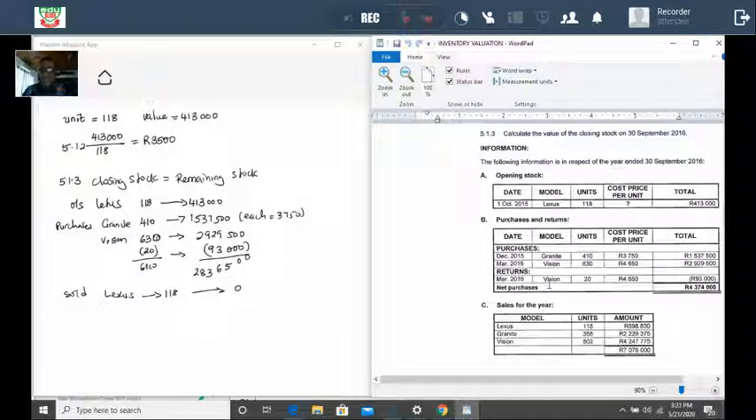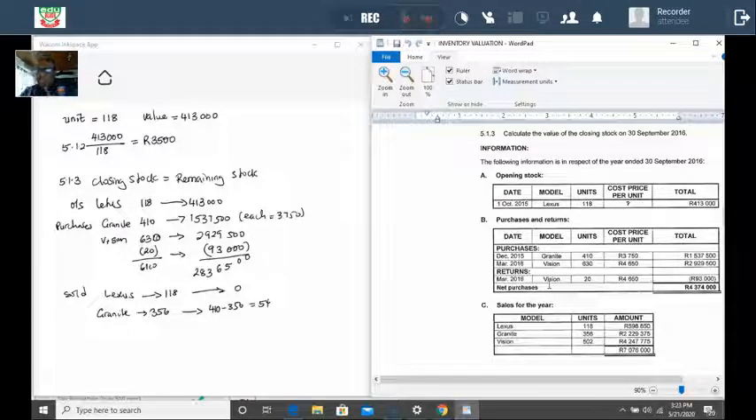Okay, we come now to the granite. We sold 356, which means we are left with what? So we had 410 minus 356. That will give us 54.